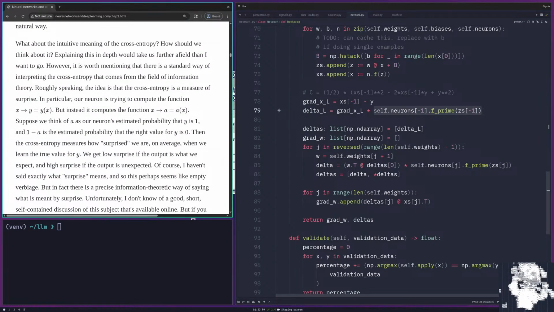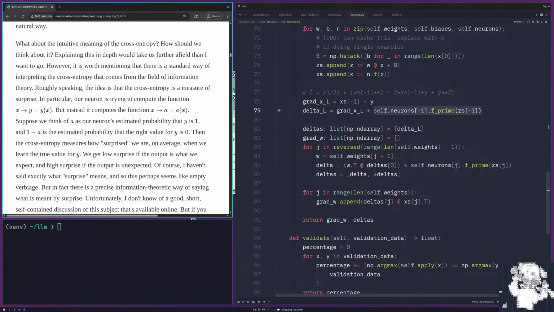What about the intuitive meaning of the cross entropy? How should we think about it? Explaining this in depth would take us further afield than I want to go. However, it is worth mentioning that there is a standard way of interpreting the cross entropy that comes from the field of information theory. Roughly speaking, the idea is that the cross entropy is a measure of surprise. In particular, our neuron is trying to compute the function x goes to y equals y of x, but instead it computes the function x goes to a equals a of x.